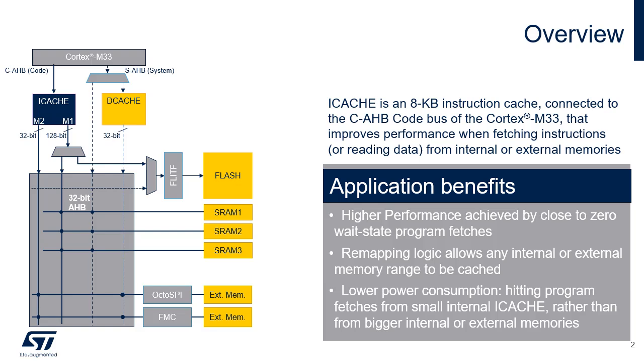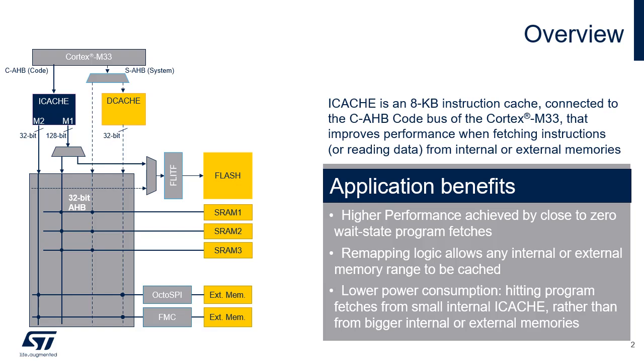ICACHE allows a close to zero wait state performance on program fetches in most use cases due to intrinsic caching operation. This performance is achieved through the following two features: hit under miss support and critical word first refill policy. The internal flash is accessed by a dedicated 128-bit AHB fastbus.